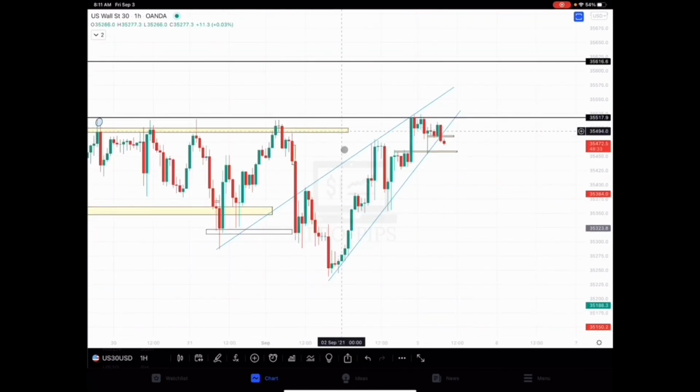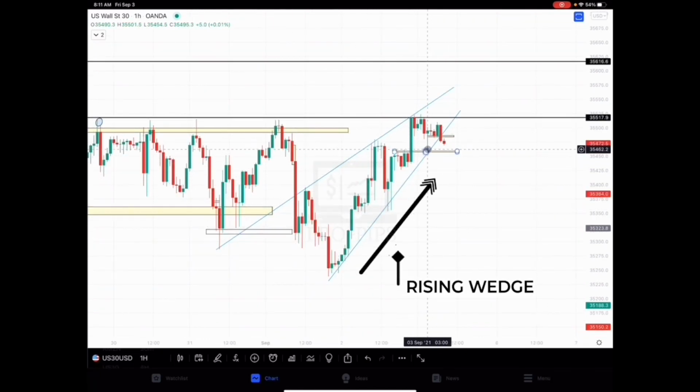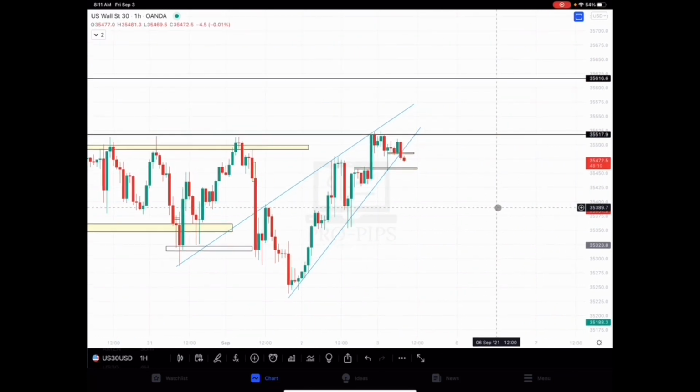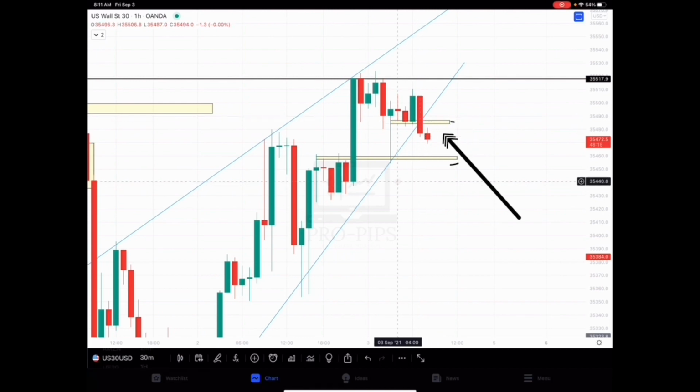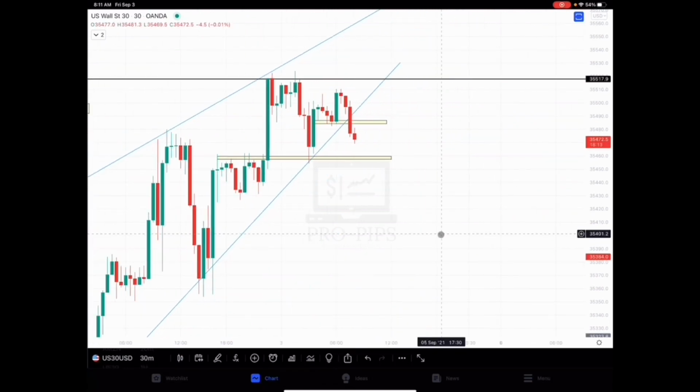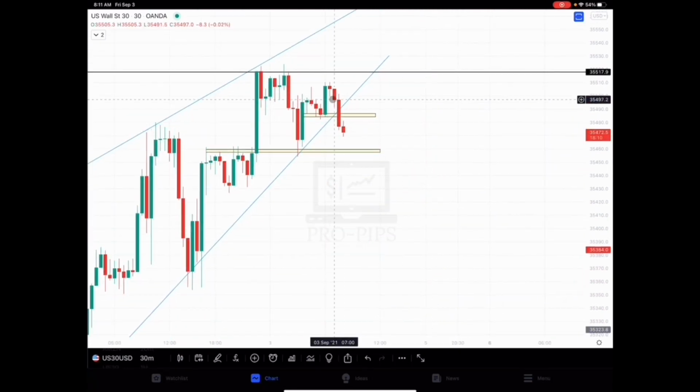So I marked my trend lines on the H1. I took a look that it's in a rising wedge. I can see that this trend line has now been broken officially because of a candle closure right below this brick wall. I scale down to my M30, and another thing that I could see happening is that it's starting to get a lot of momentum to push to the downside.